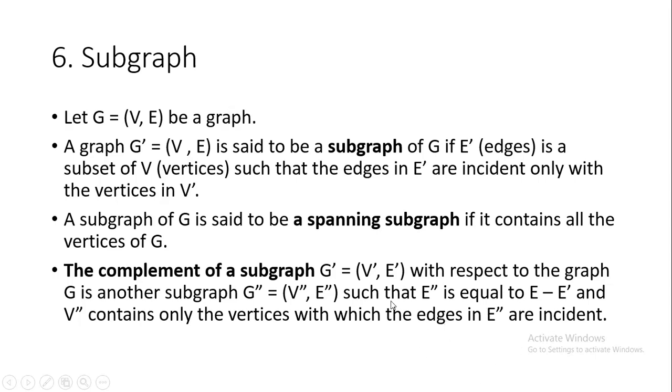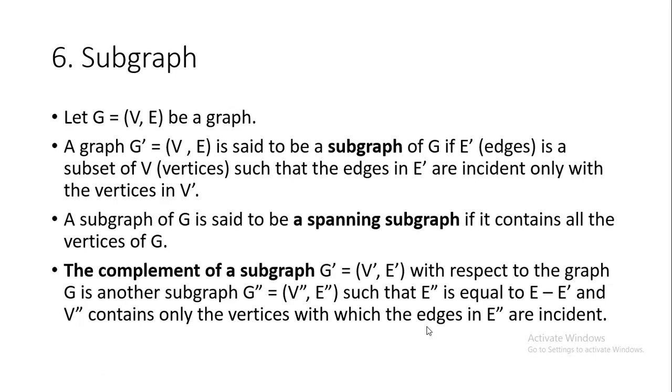So what does it mean? The complement contains those edges which are not included in the subgraph. If an edge is included in the subgraph, then that edge is not present in the complement of the subgraph, because the condition is E minus E dash, and V double dash contains only the vertices with which the edges in E double dash are incident.